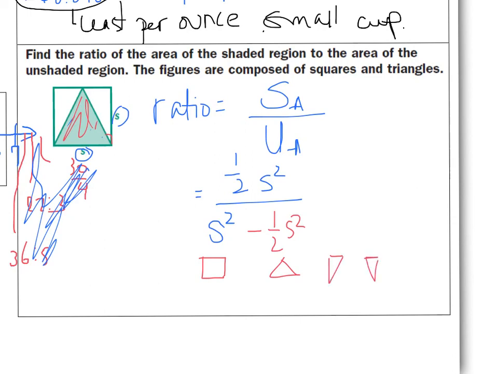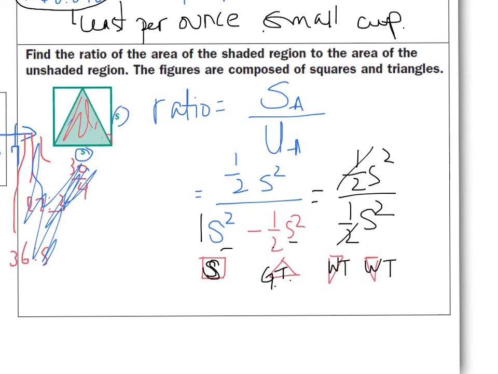So the square, the green triangle, and the big square, and then the white little triangles. WT stands for white triangle. So half s squared, I'll just copy that, and 1 minus half would just be half. Then like terms s squared, and we can cancel to get 1 to 2, 1:2, which is your ratio, and that's it.